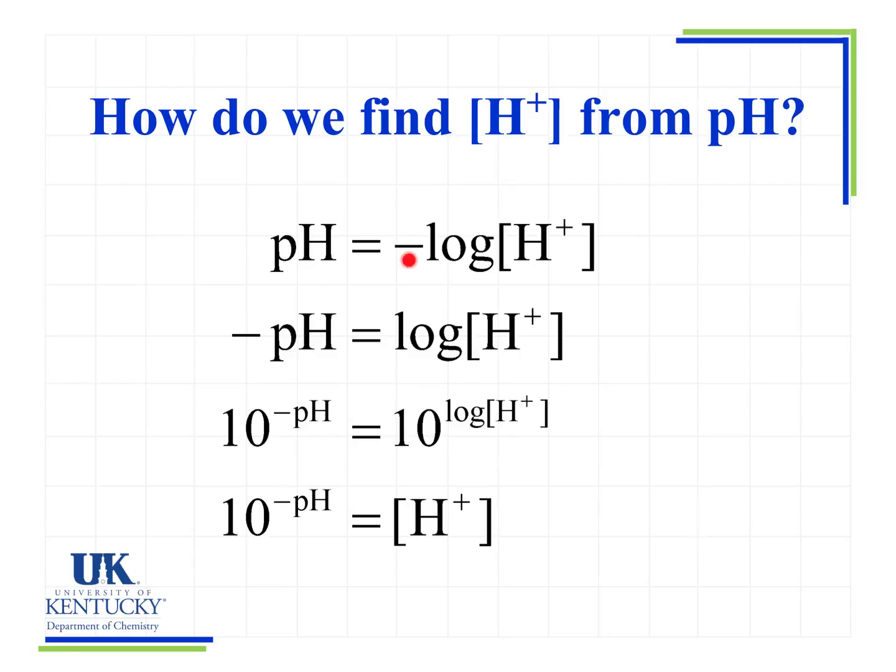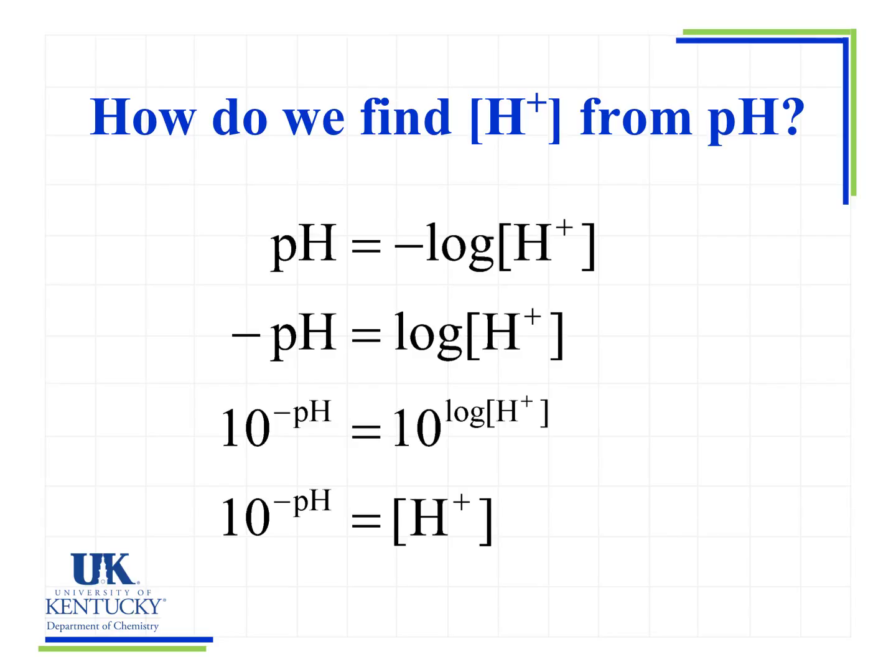Now I'm going to move my negative sign over, so I essentially divide both sides by -1, because remember, whatever I do to one side, I must also do to the other. So I have negative pH equals the log of H plus. Now here's the tricky part, which you may not be familiar with.